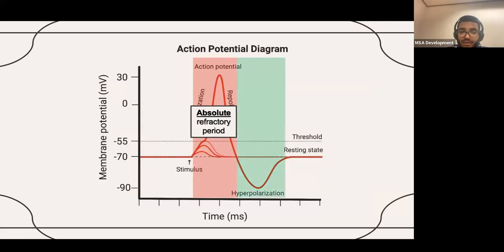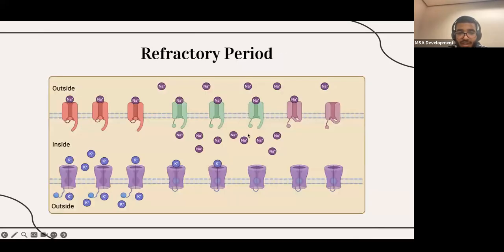Now, in the hyperpolarization period, this is the relative refractory period. And it's theoretically possible to have an action potential again, okay? Because we're over here, okay, in the hyperpolarization state. We're over here. We're in the normal configuration of the sodium voltage-gated channels.